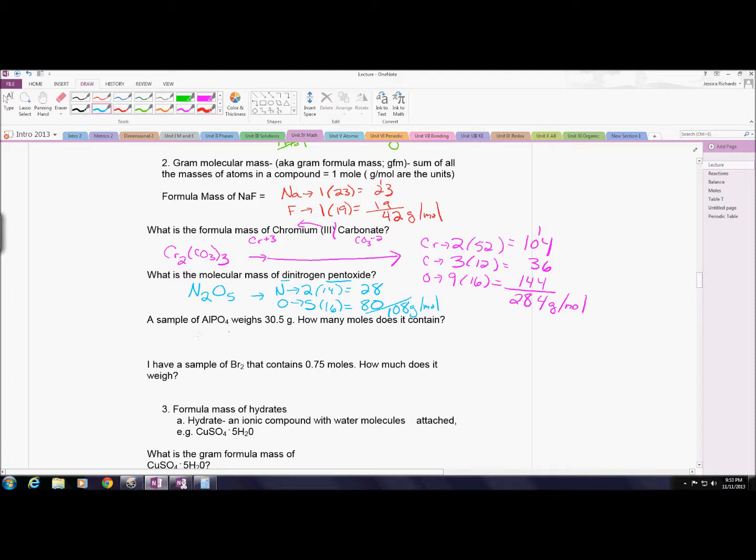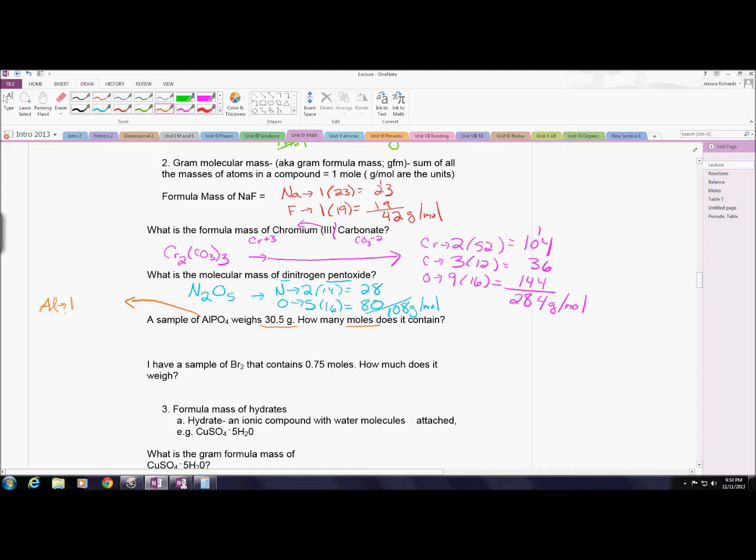All right, now when we're going to use that to do conversions, it's a little confusing at first because we have a sample of aluminum phosphate weighs 30.5 grams. How many moles does it contain? And it's not always obvious right away that you need the gram formula mass. But whenever they give you a mass in grams and they want moles, you will need the gram formula mass.